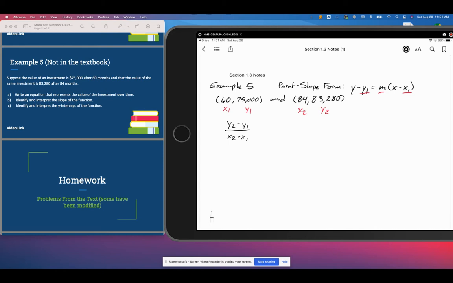So again, with slope, we always want to put our bar with our minus signs in there before we do anything else. Y2 is 83,280. Y1 is 75,000. X2 is 84. X1 is 60. We're going to let Wolfram handle that for us. We'll bring him over onto the scene here.